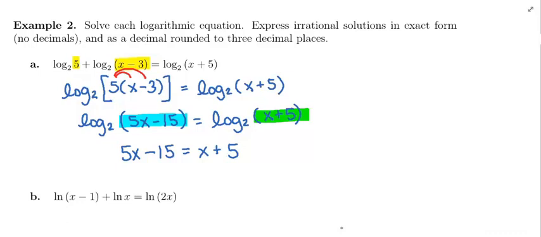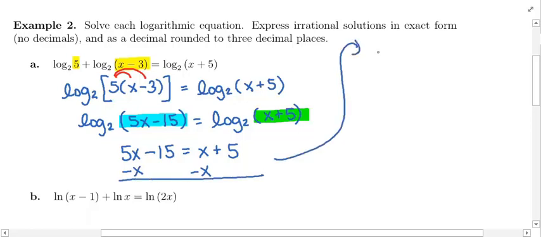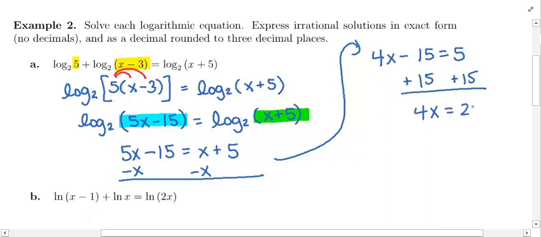Put everything with an x on one side and all the numbers on the other side. I'm going to start by moving this x from the right to the left side. Since it's positive, I'm going to subtract x from both sides. This tells me that 4x minus 15 is equal to 5. Then move the 15 over, so I'm going to add 15 to both sides. I get that 4x is equal to 20. Divide both sides by 4.